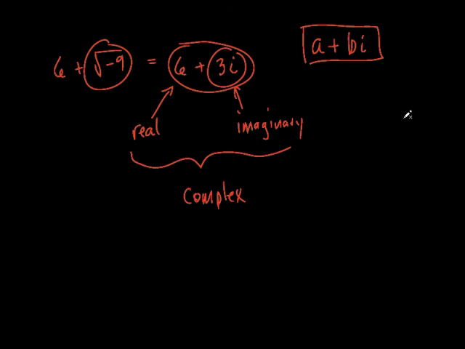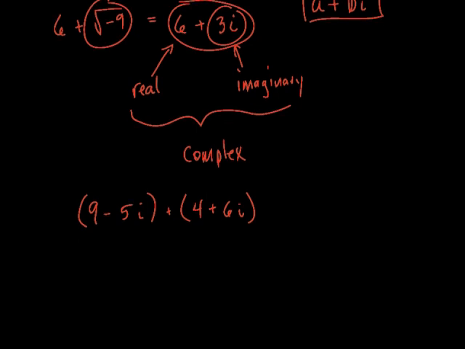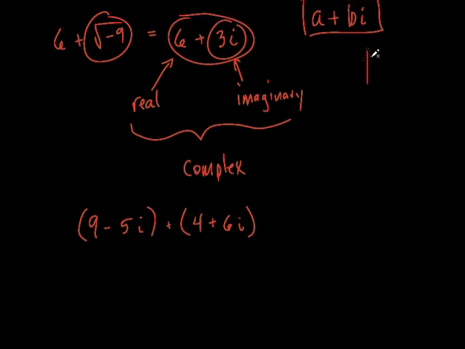Let's do a little bit more. All right, let's do this. 9 minus 5i plus 4 plus 6i. Okay? And it says, perform the indicated operations, write the result in standard form. This right here is what they mean by standard form. Standard form. Okay? That a plus bi. So we want to add these things together, simplify it, make sure the answer is in standard form.